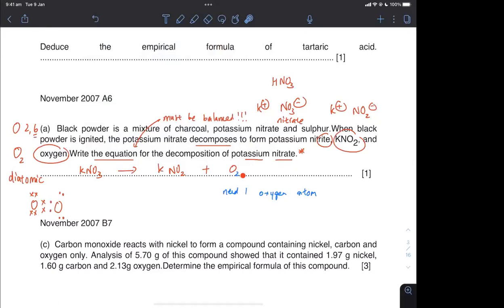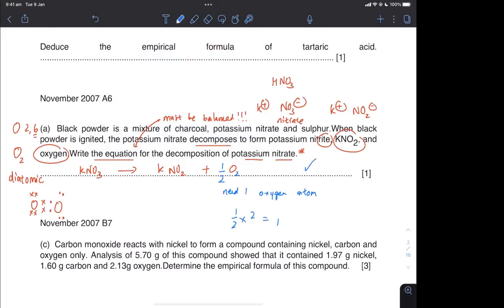What can I do? Well, you can go the difficult way, or you can do the easier way. I cannot change this identity, but I can put a half in front. This is probably the first time you've seen a half in your entire life, okay? Half times 2 gives you 1. There are 2 oxygen atoms in 1 molecule. You can put a half in front because half an oxygen molecule means half times 2, I get 1 oxygen atom, which is what I need.